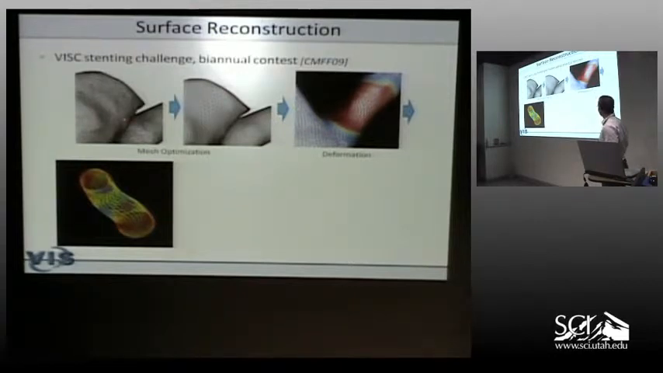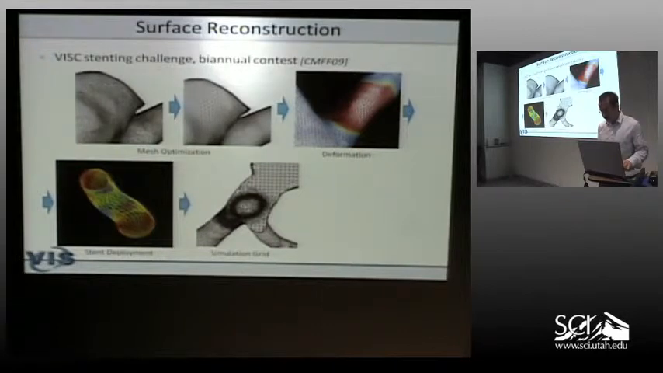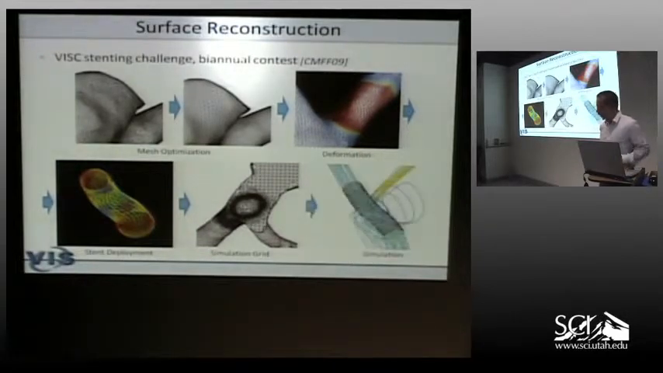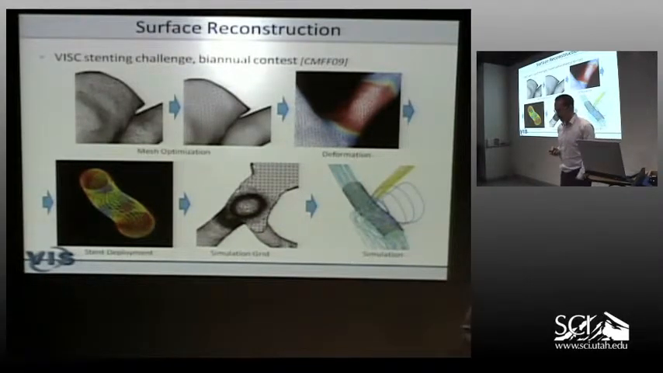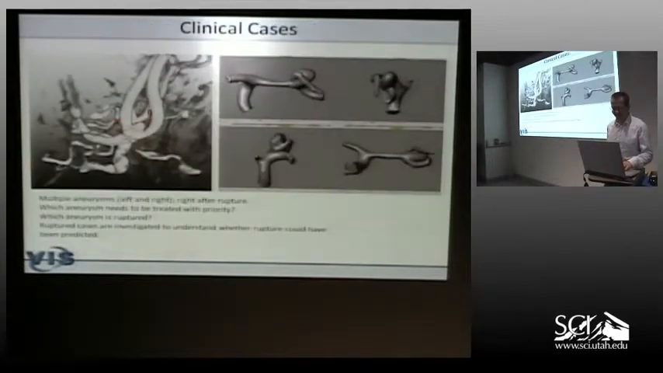First the surface reconstruction, then we have to deform the meshes, of course, because if the stent is inserted, this changes the geometry of the vessels, and then a simulation grid is generated, and here you see just the output of the FEM tool. We were quite proud that we were selected among the 6 groups to present in the final in Houston, and actually we were the only group which was not involved in the organization of the contest which was selected to present at this final.